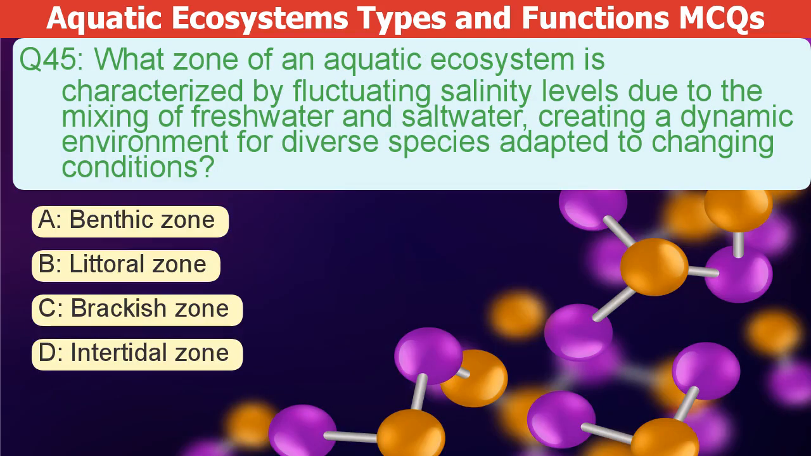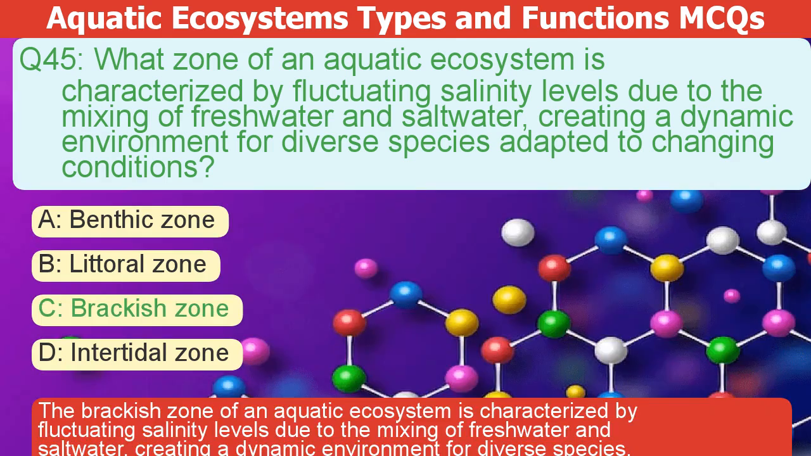Which of the following is a primary function of mangrove ecosystems in coastal areas? A. Providing coastal protection from storms and erosion. B. Supporting deep-sea organisms. C. Regulating water pH levels. D. Creating freshwater habitats for migratory birds. The correct answer is A. Mangrove ecosystems serve as natural coastal barriers, protecting shorelines from storms and erosion, and providing important habitat for various species.